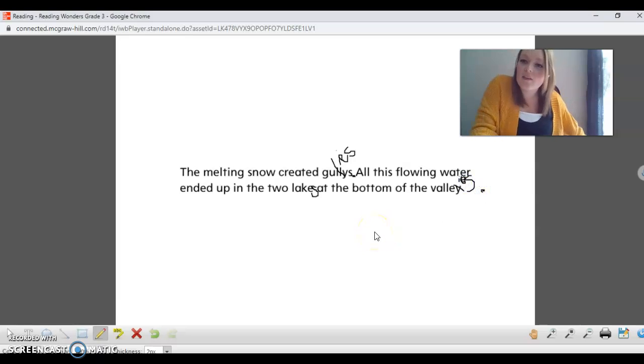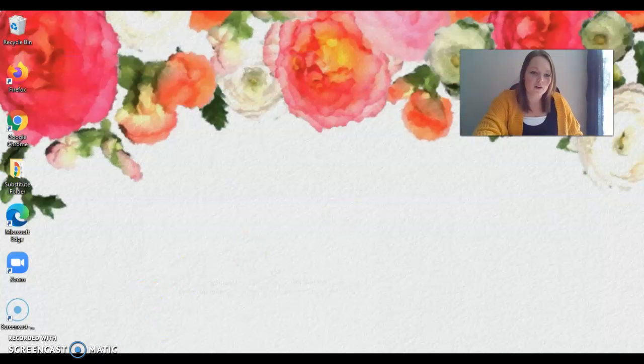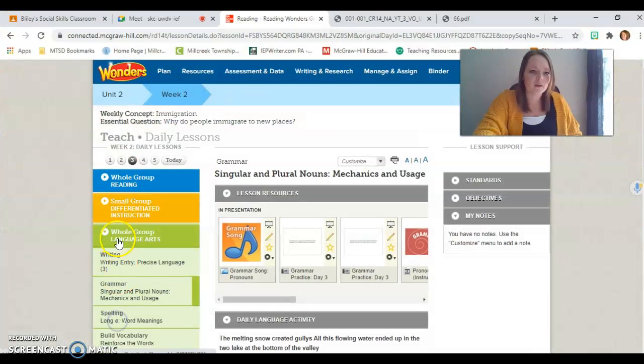Now let's read the sentence and see if it makes sense. The melting snow created gullies, period. All this flowing water ended up in two lakes at the bottom of the valleys, period. Perfect. I love it. We corrected all of our mistakes. Now we are going to transition to spelling.